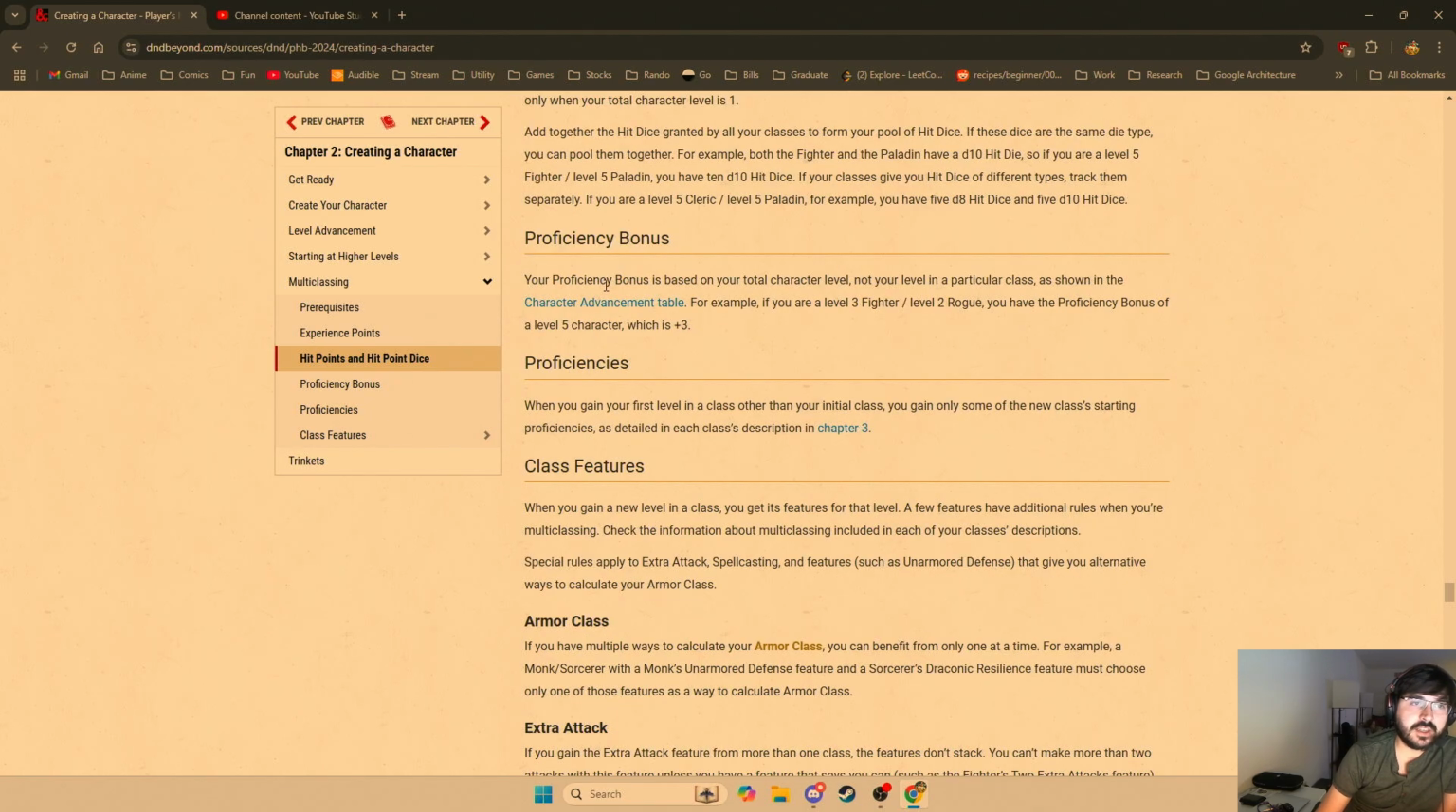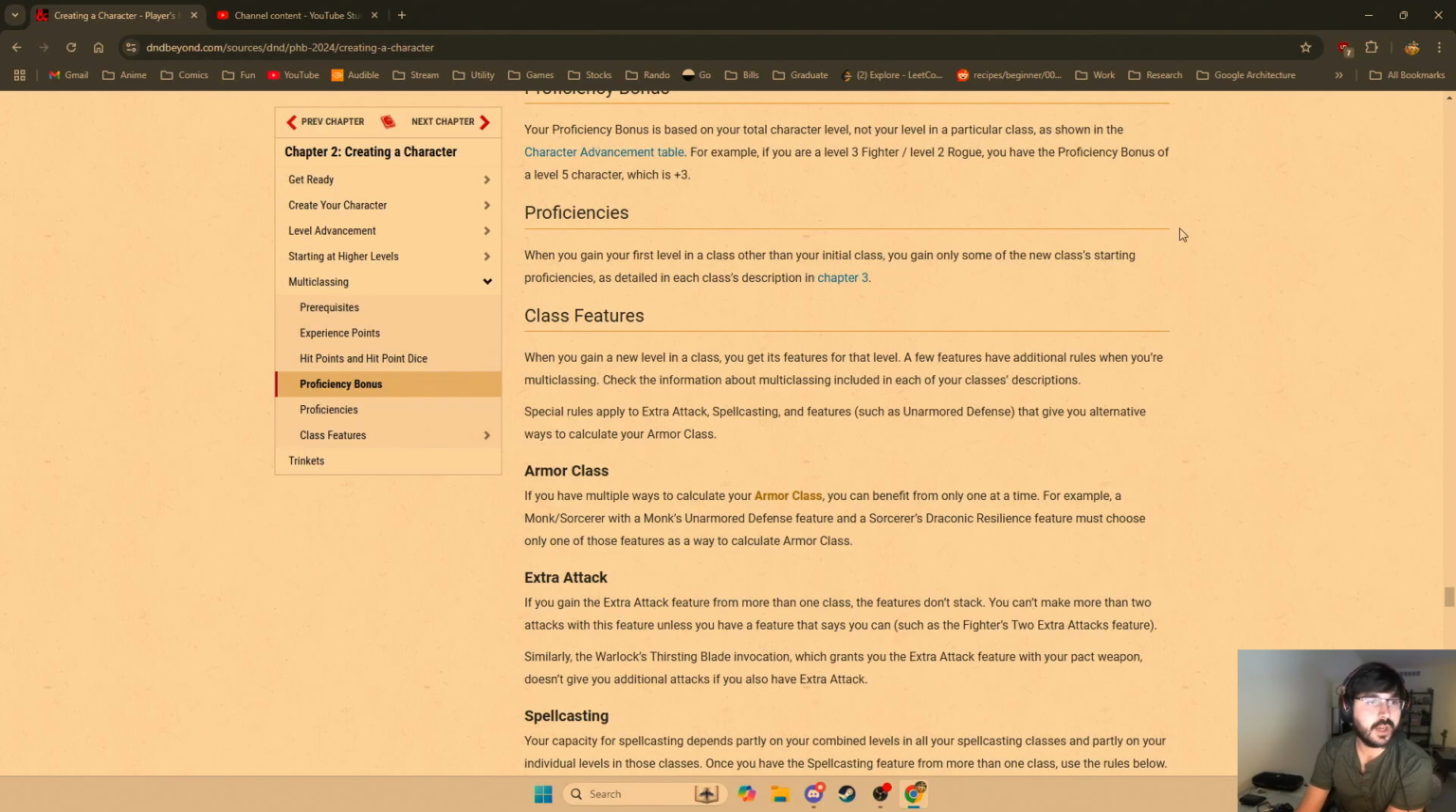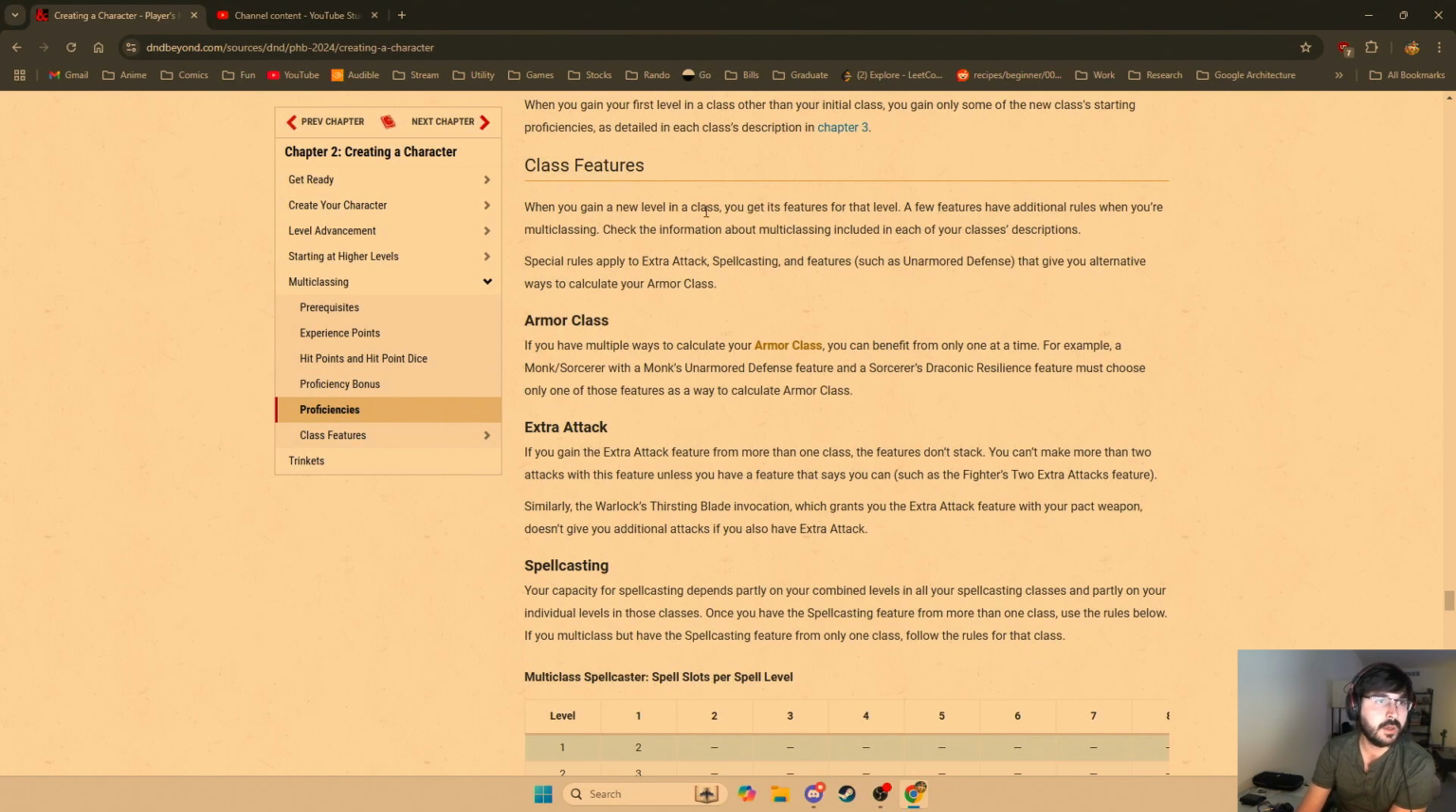Proficiency bonus is based on your total character level, not your particular class, shown in the character advancement table. For example, if you're a third level fighter and a second level rogue, you have the proficiency bonus of a fifth level character, which is 3. Okay, so that's how that works. How many levels you have overall really affects what your proficiency bonus is. So you get the proficiencies of the class when you level up for the first time in them.